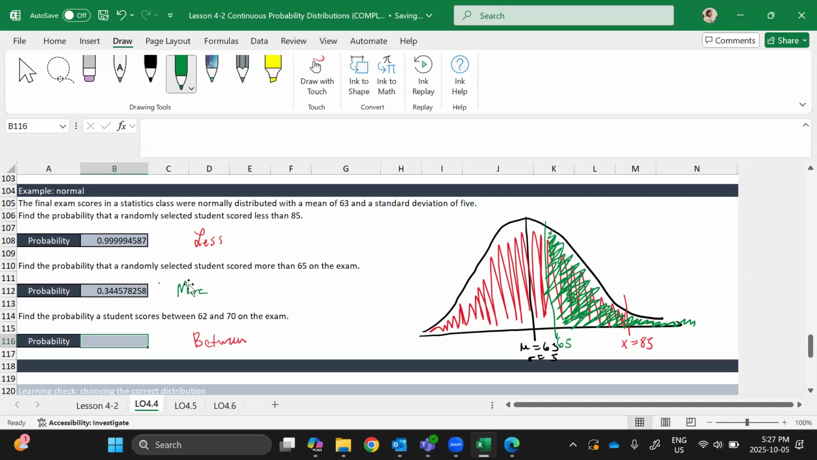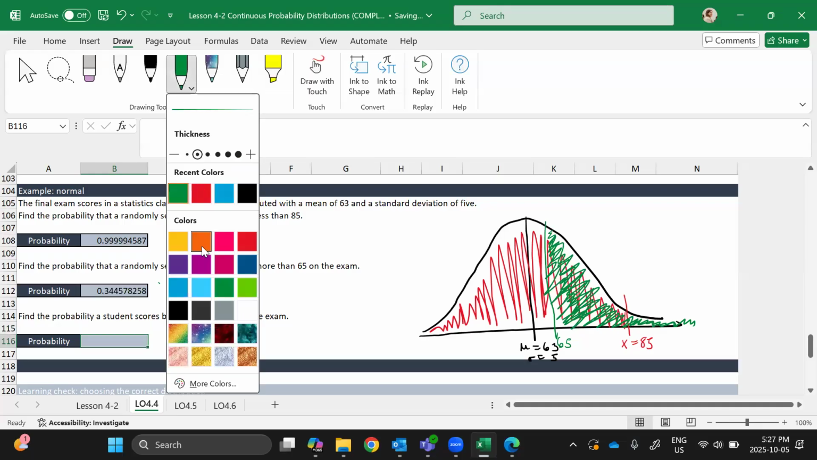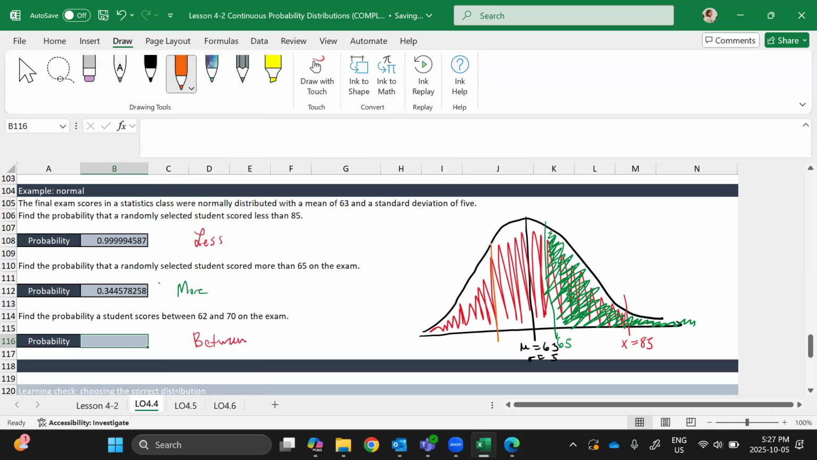Finally, we have a between question. These are kind of like the ones we did for the uniform distribution. 62 is less than the mean, and 70 is bigger than the mean. So one goes on the left and one goes on the right, all depending on what the value is in relation to the middle, 63. So I'd be looking for this between area, between those two numbers in orange.